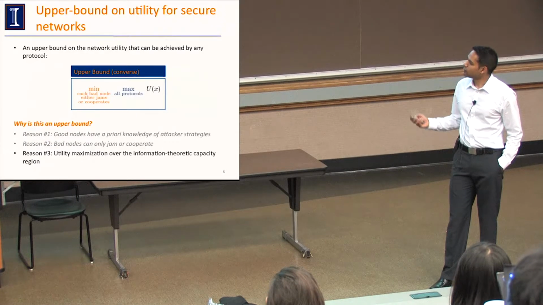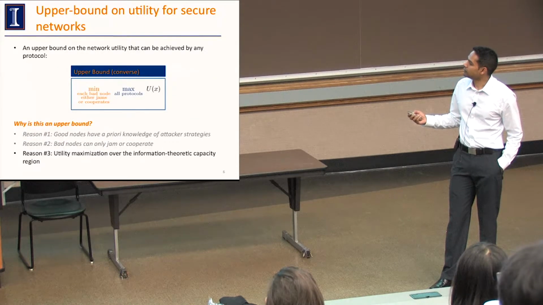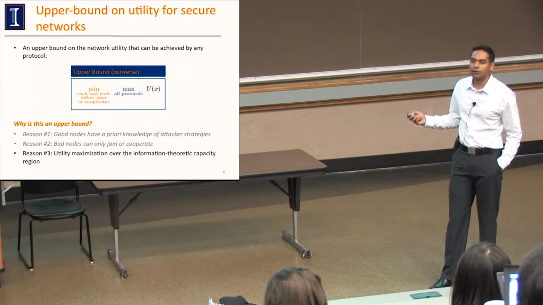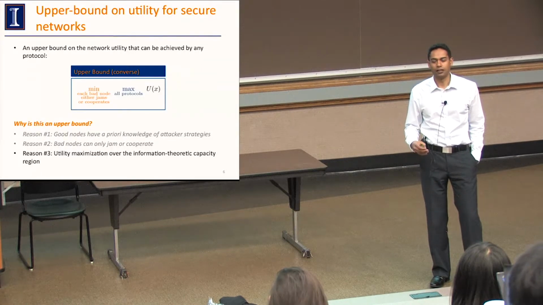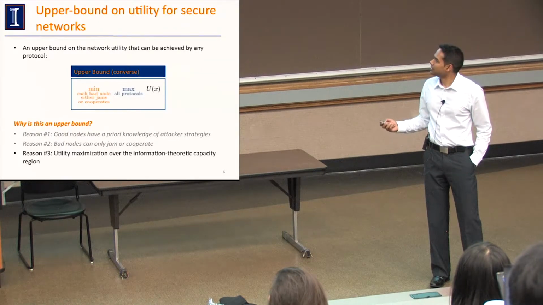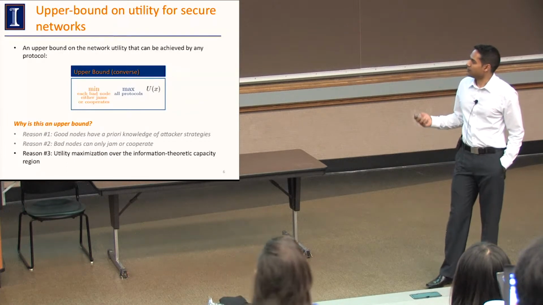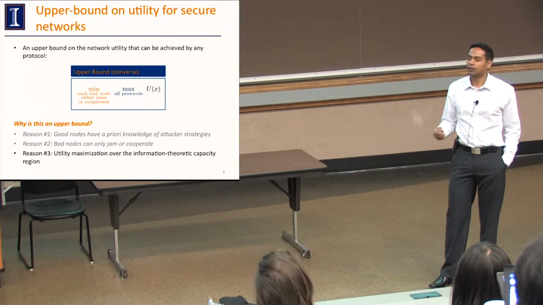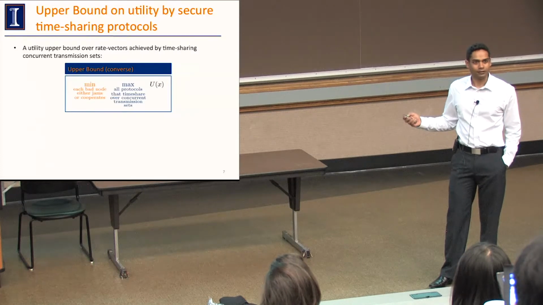And the third reason why this is an upper bound is that this utility is maximized over all the rate vectors in the information theoretic capacity region, which is unknown. That's what we mean by all protocols. So we have this upper bound on the utility that can be achieved for any utility function and by any protocol.